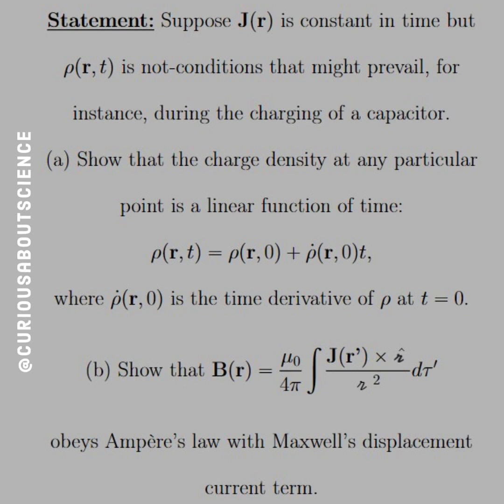Okay. A: show that the charge density at any particular point is a linear function of time, rho of r and t equals rho of r, 0 plus the time derivative rho dot of r, 0 times t. Where rho dot of r, 0 is the time derivative of rho at t equals 0. And then B: show that B of r is equal to mu naught over 4 pi, the integral of J of r prime cross script r hat over script r squared d tau prime. Show that this obeys Ampere's law with Maxwell's displacement current term.